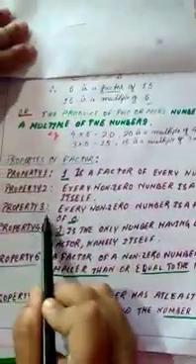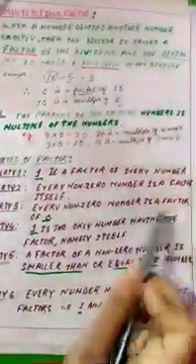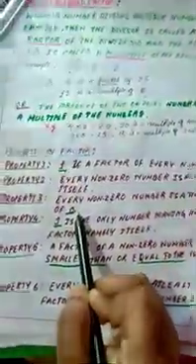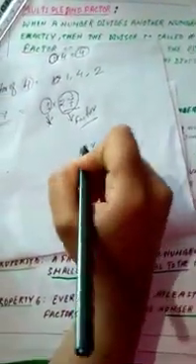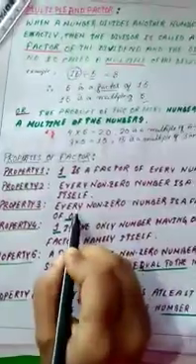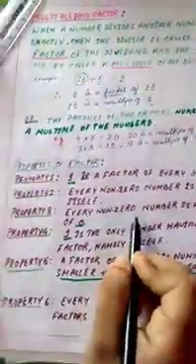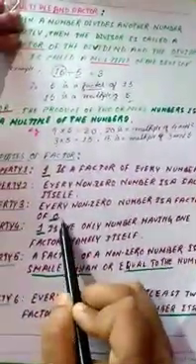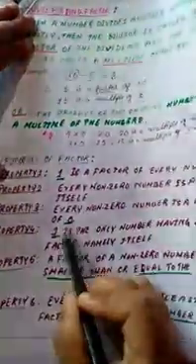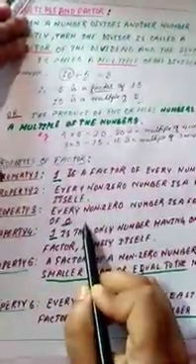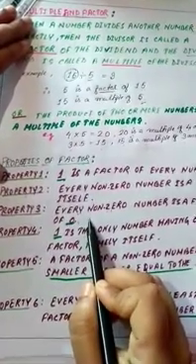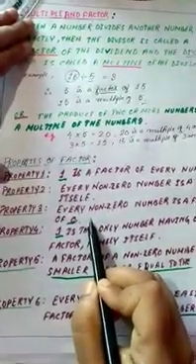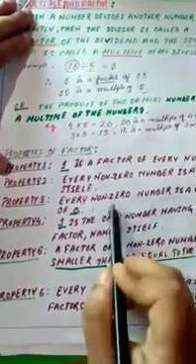Alright, so property 3: every non-zero number is a factor of 0 also. If we divide 0 by any non-zero number, we get 0. That's why every non-zero number is a factor of 0 also. And property 4: if you multiply 0 with any number, you will get 0. That's why 0 is a multiple of every number.